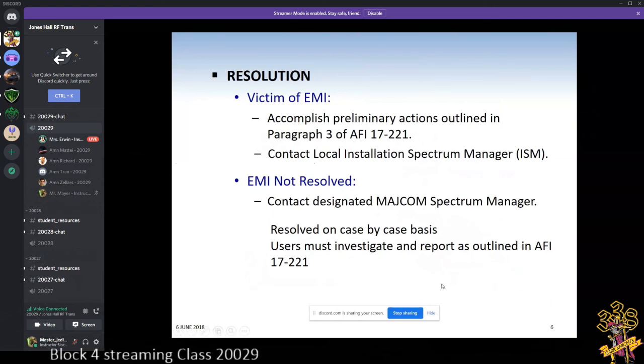All interference is going to get resolved on a case-by-case basis. Sometimes it's as simple as walking out and going, oh, they parked their truck in front of my antenna, to having to spend days trying to track down where the interference is coming from.